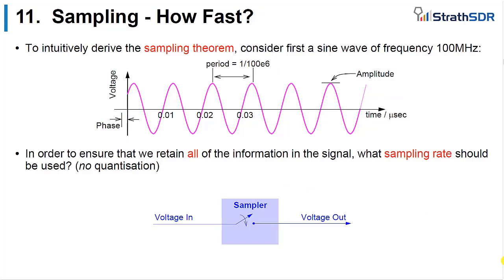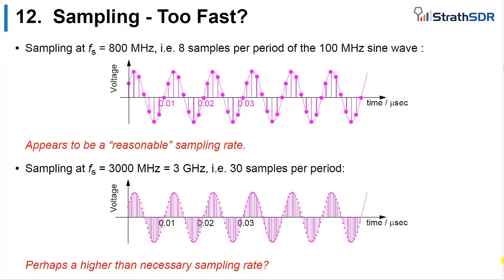So I think we all kind of know the answer, but let's have a quick visual. So if I sampled at 800 megahertz, then that would give me roughly 8 samples per period for this 100 megahertz sine wave that I'm sampling. And if I take a look at the samples and consider, could I get the frequency and the phase and the amplitude back? Yes, of course I could. So that seems like a pretty reasonable sample rate.